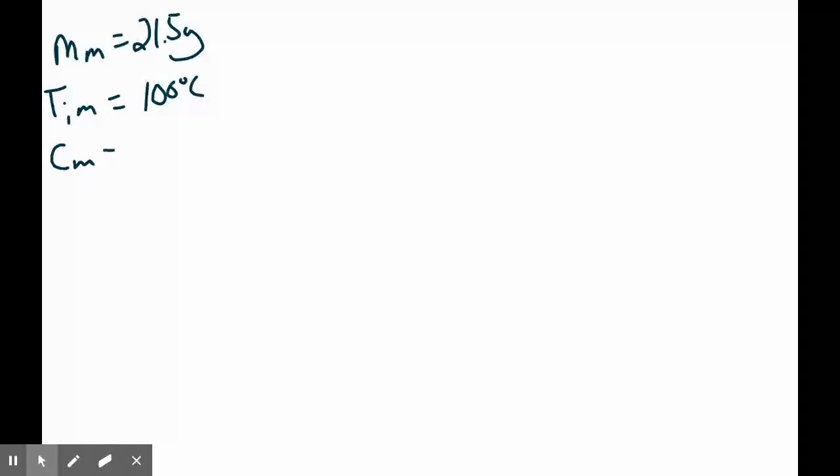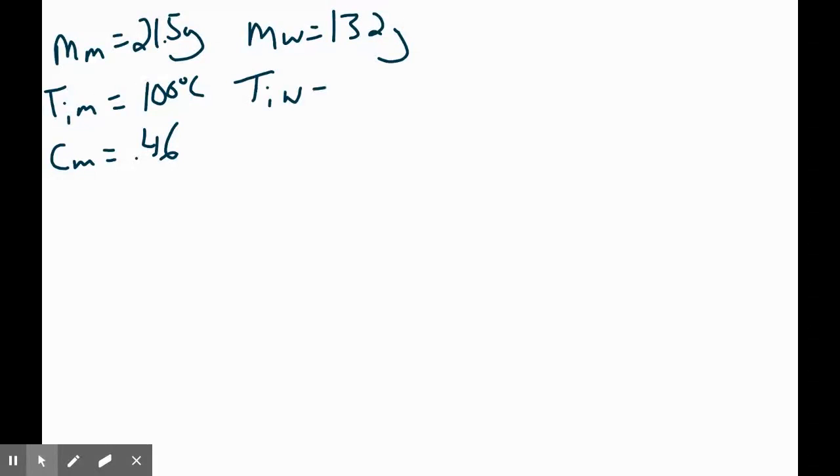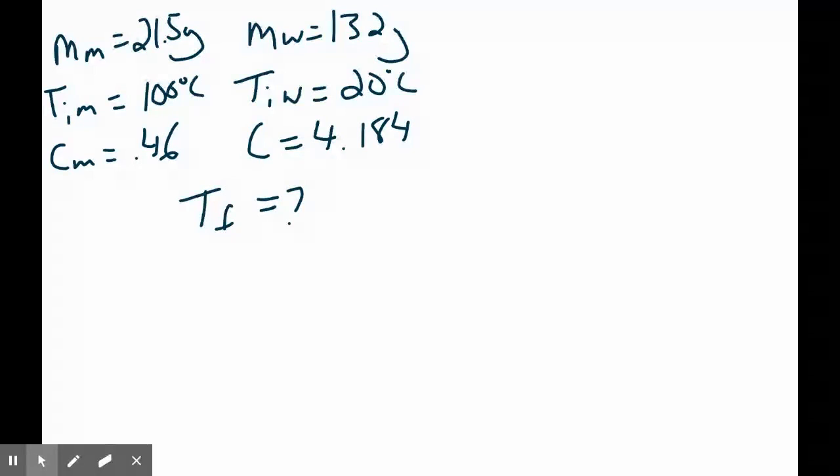So we want to go ahead and write down all of our given information. We have the mass of the metal, which is 21.5 grams. We have the initial temperature of the metal, which is 100 degrees Celsius, and we have the heat capacity for the metal, which is 0.46. We have the mass of the water, which is 132 grams. We have the initial temperature of the water, which is 20 degrees Celsius, and we know the heat capacity of water is 4.184. So we're solving for the final temperature.